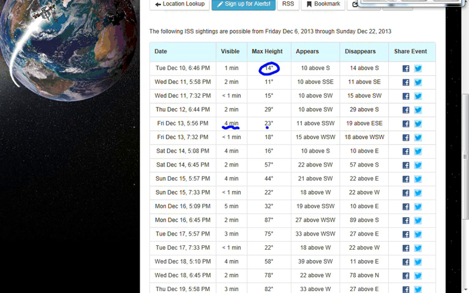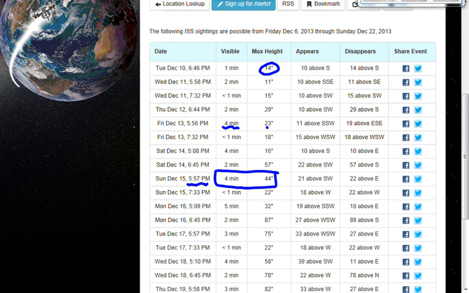I would say probably the next real good sighting, this would be the one coming up that I'd watch out for. Sunday, December 15th at 5:57 p.m. So it's a good time of day as well. Okay, it's just after supper. 4 minutes, 44 degrees. You want to see it? 21 degrees above the southwest. So we're going to look down that way.